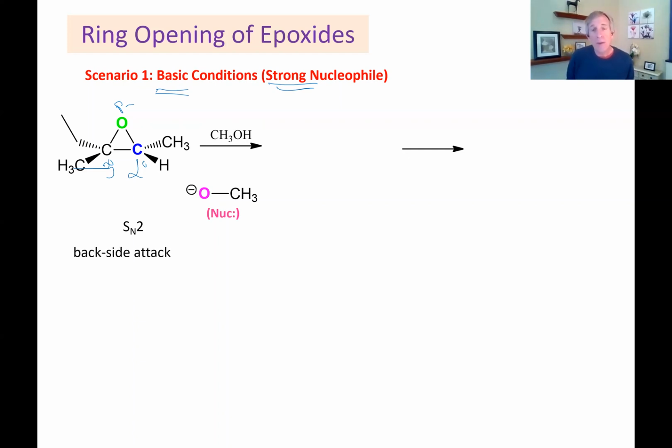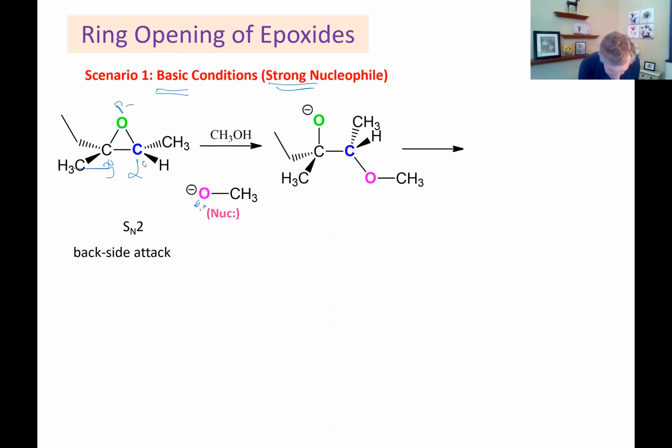Now, if I do a backside attack, and I'm doing SN2, and I have two different regions in this epoxide, I have a secondary carbon region, and I have a tertiary carbon region, right? So which region do you think this nucleophile wants to attack if it's going to do an SN2 reaction? Right. Yep, the less hindered carbon. That's where SN2 reactions want to take place all the time. Why not have it happen here?